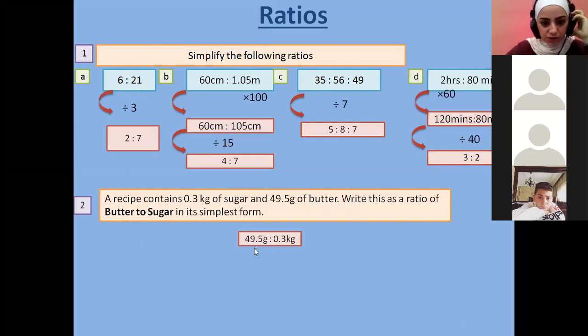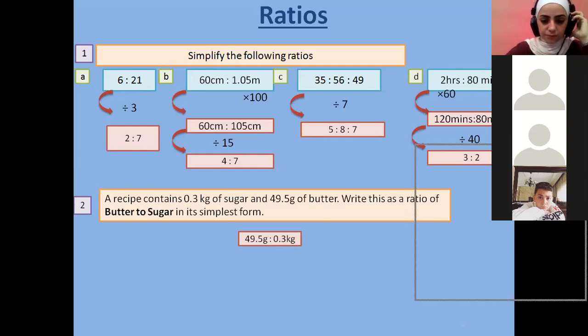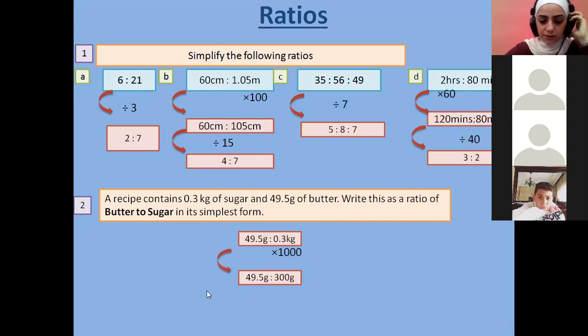Anyway, it's written butter 49.5 grams to sugar 0.3 kilograms. We need to simplify this ratio, Muhannad. We will change 0.3 kilograms to 300 grams. Excellent. We change the kilograms to grams, so we will get a new ratio. This is it.